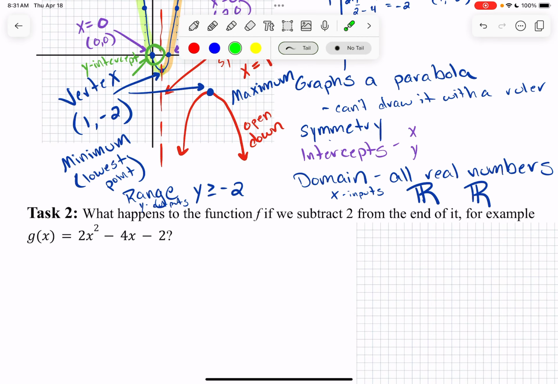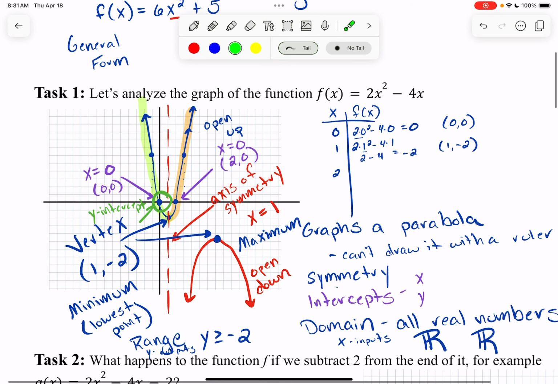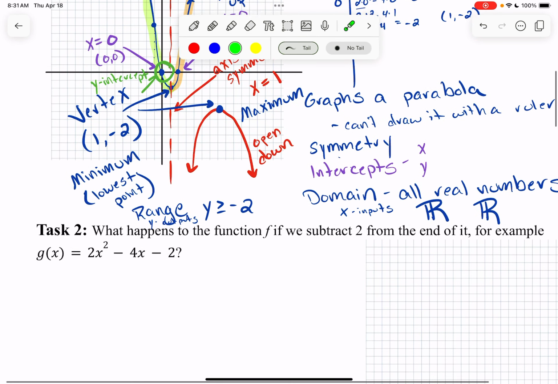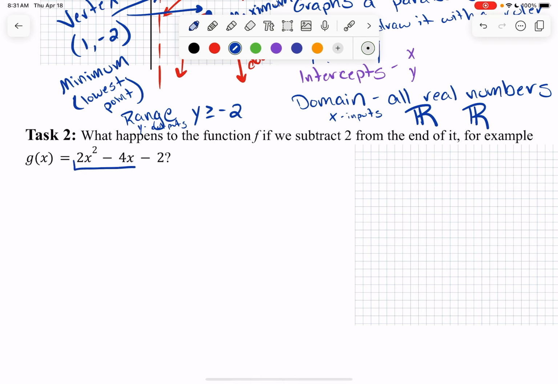Now that we've seen and learned about all the different parts of the graph of a quadratic function, let's look at what happens if we subtract 2 from the end. So we're going to be doing a bit of our transformations. Here is my original function from the last task right there, and I've subtracted 2 from the end.